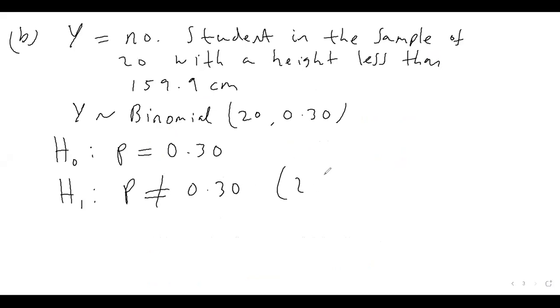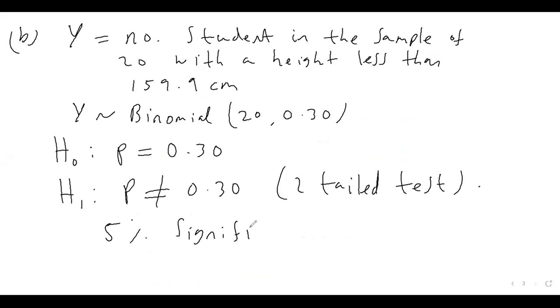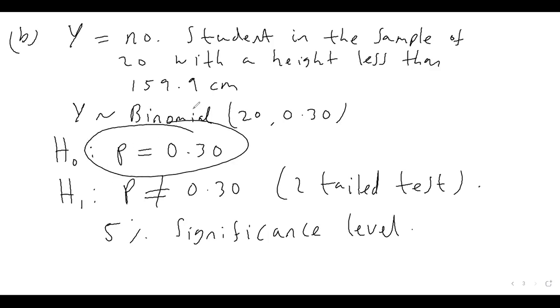So we're doing a two-tailed hypothesis test, and it's at a 5% significance level. Just make a note of this here. Remember what this significance level means. It's something that we as statisticians decide. We decide to do a test at a 5% significance level, which means we have a 5% chance of rejecting this null hypothesis.